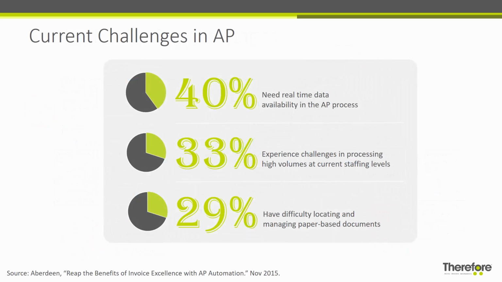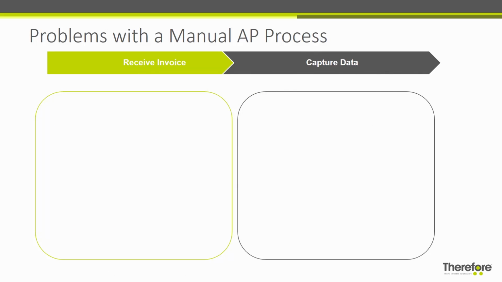And this is important to understand so that we can see how exactly an information management solution can help address the specific needs of each process area. Okay, so as we saw before, we've broken down the AP process into 6 steps.